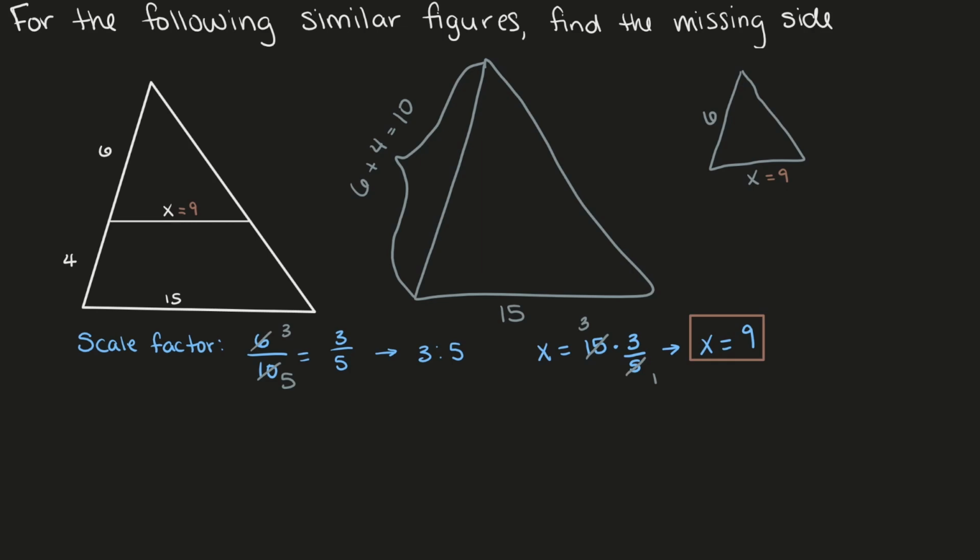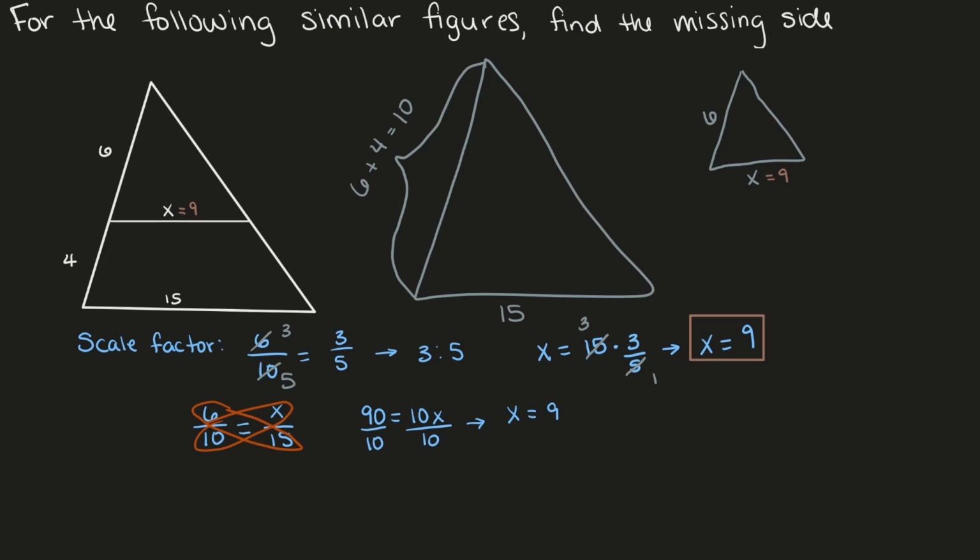Let's confirm by doing the same with our proportions. So we can set up a couple proportions. 6 over 10, because those are our corresponding sides, will be equal to x over 15. When we cross multiply, 6 times 15 is 90. So 90 is equal to 10x. Divide both sides by 10, and we get x is equal to 9, which is the exact same that we found, and we've confirmed.